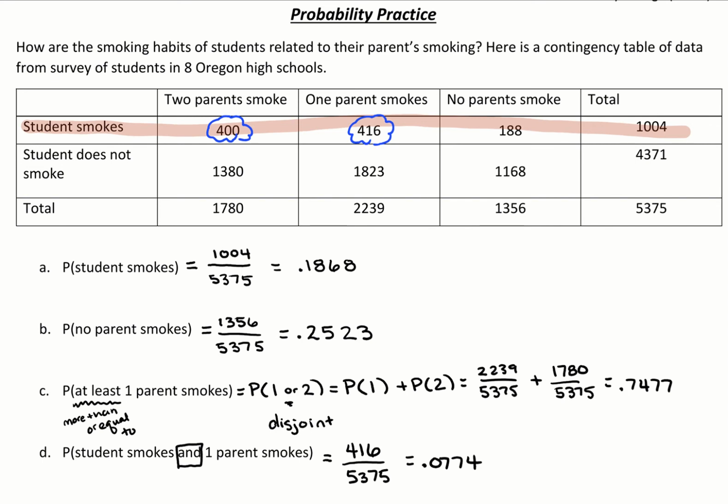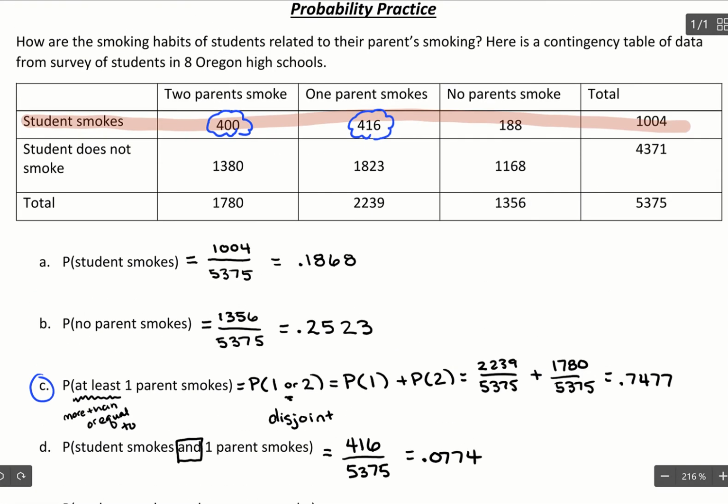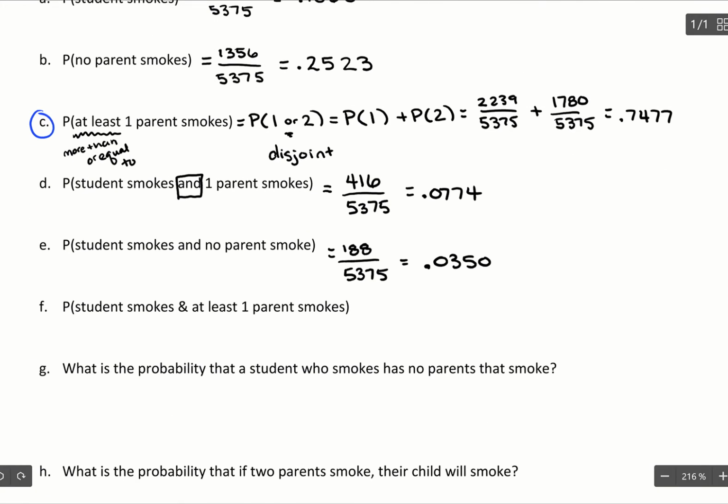So it looks like an "and" scenario, but "or" is coming through from how we saw it in part C, this probability of at least one parent smokes. So to fit this category, it'd be that the student smokes and one parent smokes, or the student smokes and two parents smoke. So we're going to be adding together that 400 out of 5,375 and adding that with the 416 out of 5,375. And that should come out to be a 0.1518.